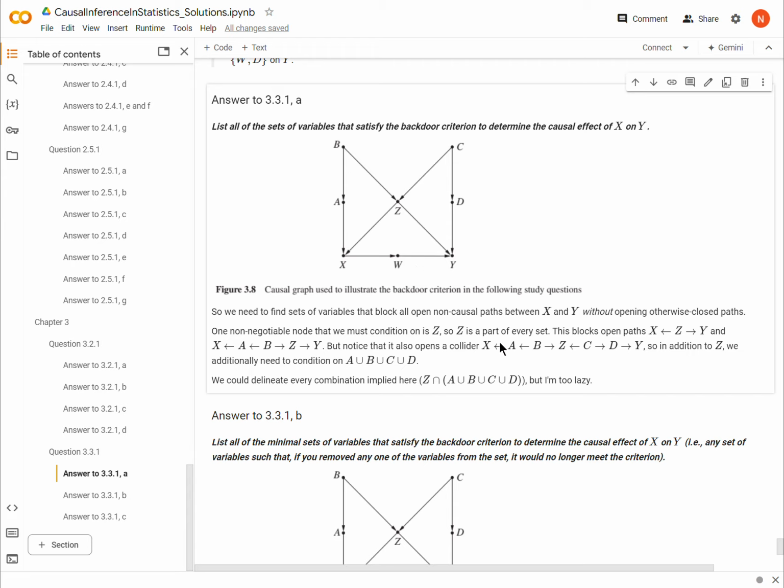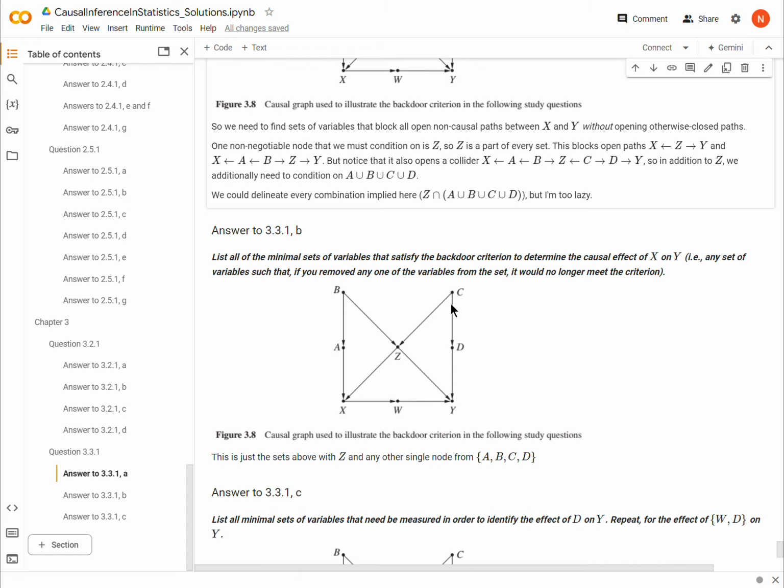So let me come back up here to A. If I condition on Z and A and B, notice that this is redundant. I've already closed a backdoor path from X, A, B, Z, C, D, Y, right? If I condition on A, then by additionally conditioning on B, it's just redundant. And so that would not be a minimal set of variables. So in part B here, we want to find the minimal set of variables that will close all of these backdoor paths. So it's just Z, and then just one of the following nodes: A, B, C, D.